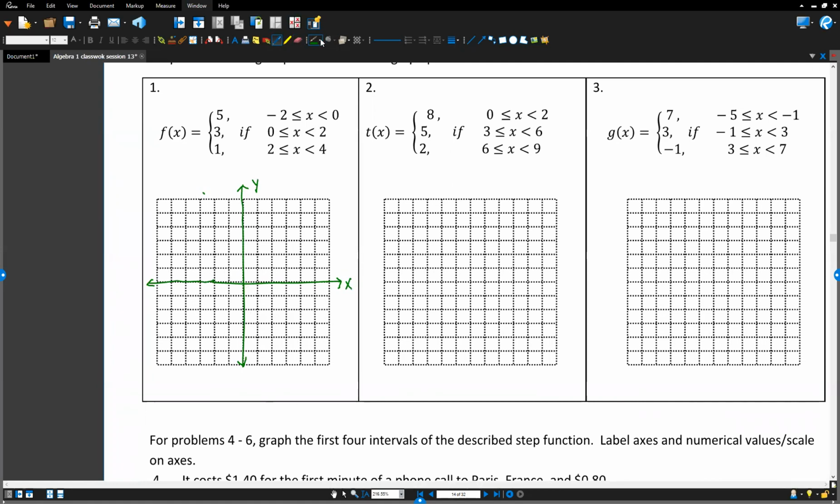When x is from -2 to 0, okay? Where is -2 to 0? -2 over here, and less than 0. This is included up to here for this interval, right? The height is y equals always 5. Where is the line? This is 1, 2, 3, 4, 5. The line is here, y equals 5. This end is included, this end is not included. That's the step function.